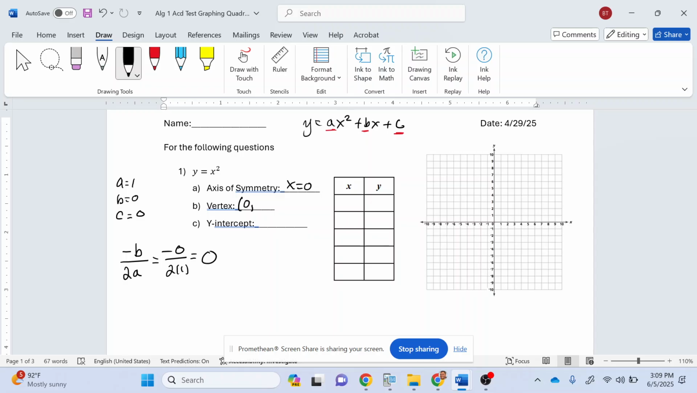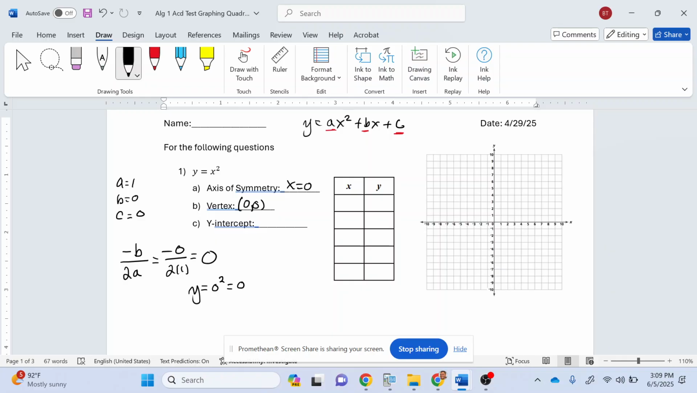Yes, whatever in front of x to the second power. And since I don't see anything, that's an invisible one. Now for the y of the vertex, I'm going to take 0 and plug it into my equation. So y equals 0 squared. Well, 0 squared, or 0 times 0, is still 0. So your vertex is 0, comma 0.